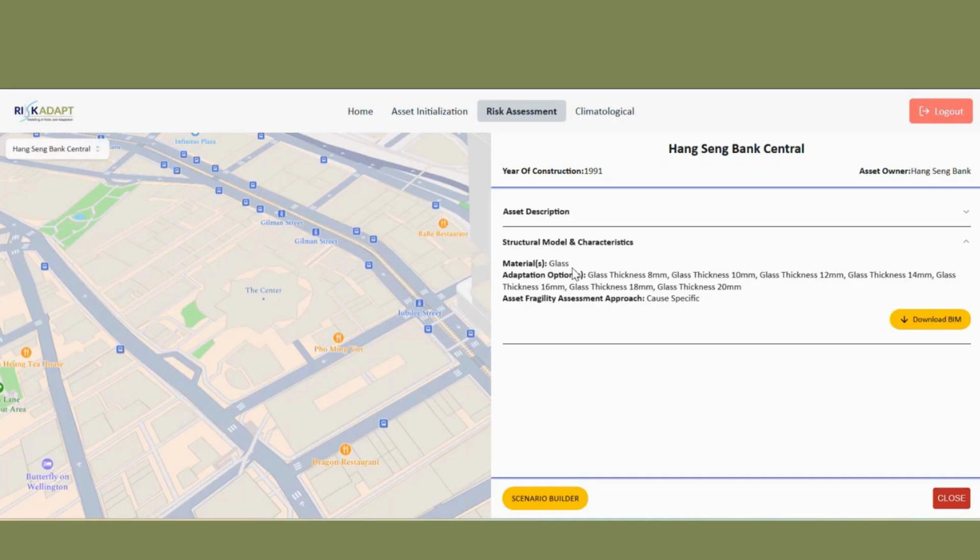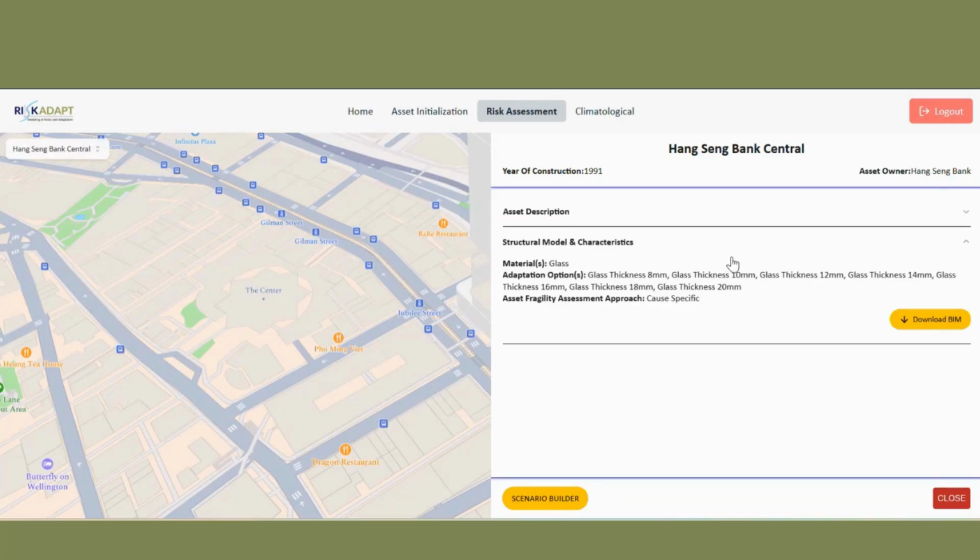And for adaptation, we made the assumption that the original glass thickness is 6 millimeters. So for different adaptation options, we consider the increase in the thickness of glass. So we experiment with various values of potential glass thicknesses from 8, 10, 12, etc., up to 20 millimeters. And again, since we know the wind speed, the fragility assessment approach is code-specific. If you are interested, you can download the BIM model.